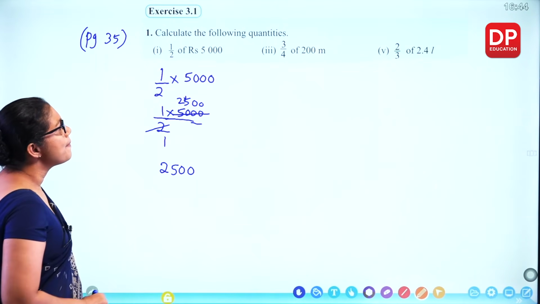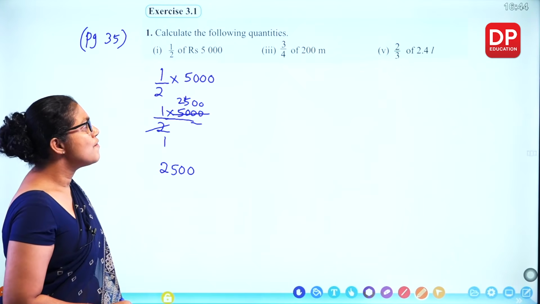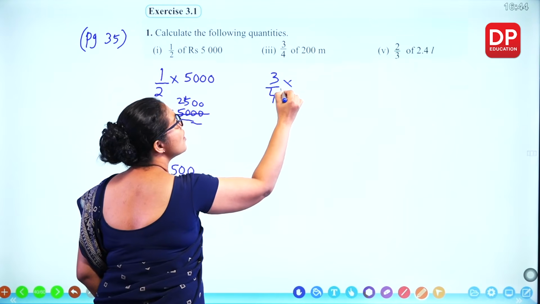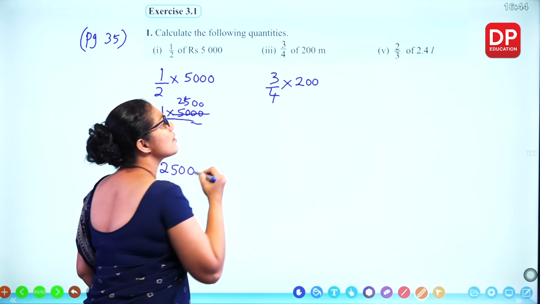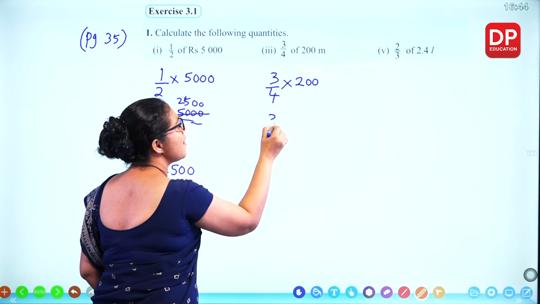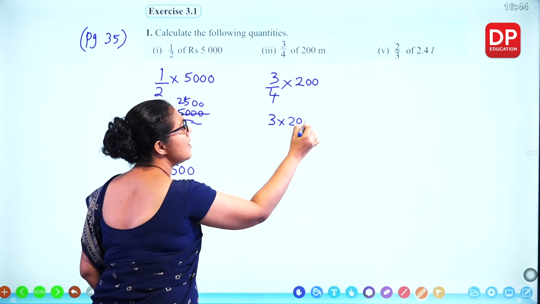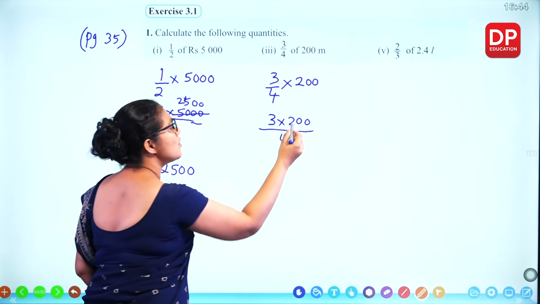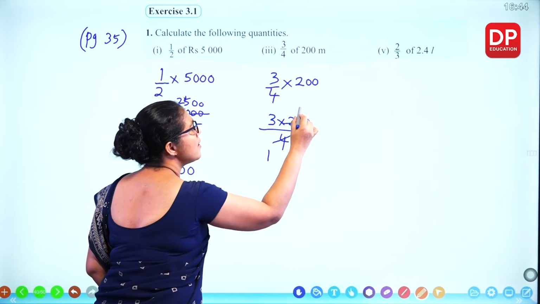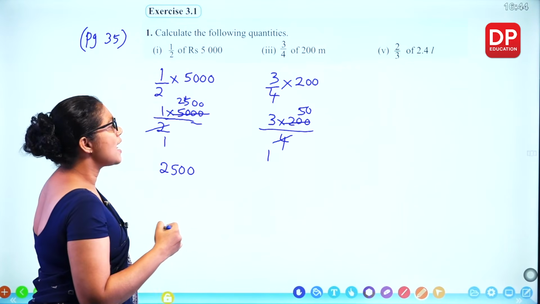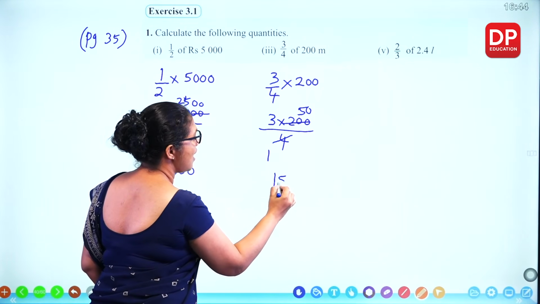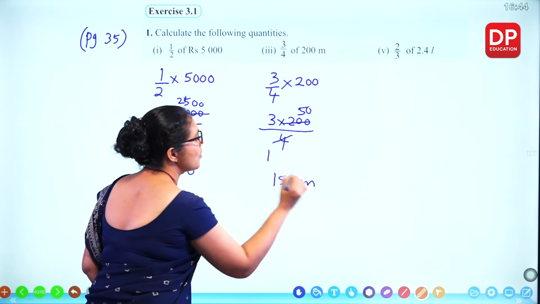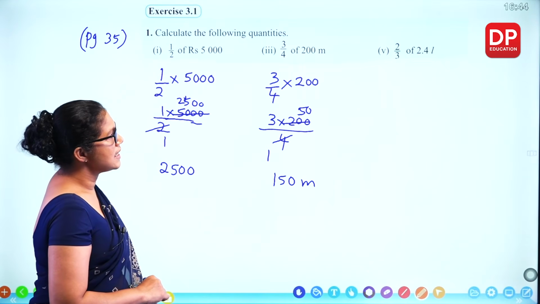The next one, again the word "of" is there, so you multiply 3/4 of 200. You can rewrite this as 3 times 200 over 4. Now try to simplify. You can divide by 4 and get 50. So 3 times 50 is 150. What's the unit? Here you can write 150 meters.